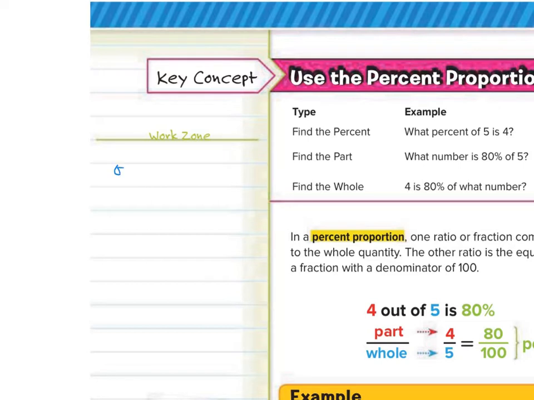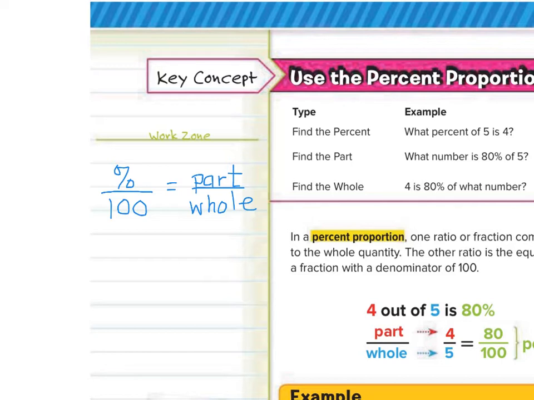And this is the model for your proportion. You are going to put a fraction that has the percent over 100. And then you're going to have another fraction that places the part over the whole. So this is called the percent proportion model. And everything that we do, we'll try to set it up like this. If you learn this really well in this lesson, it will help you throughout the chapter.